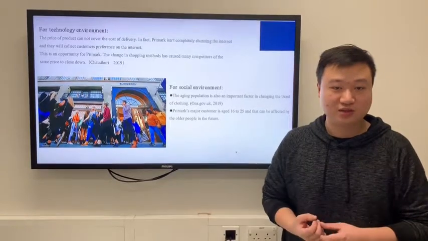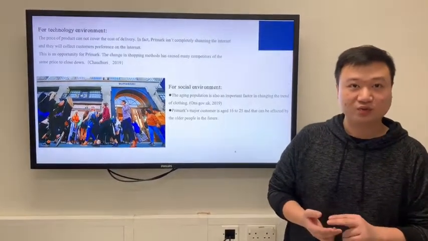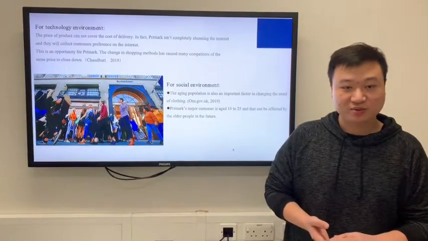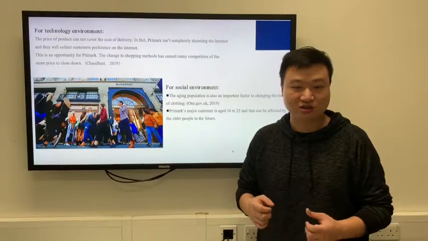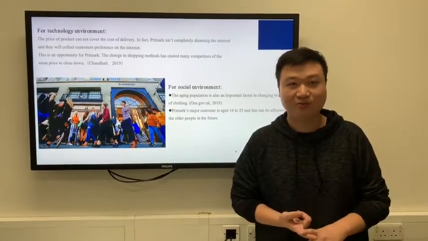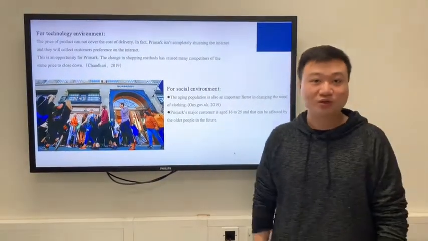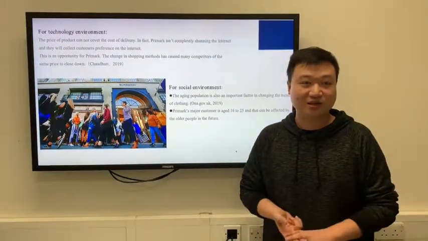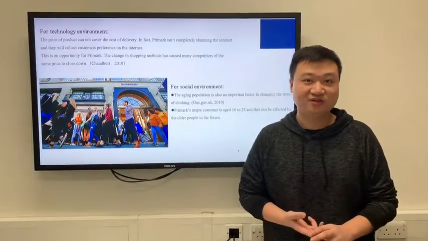In addition, the aging of the population is also an important reason for the change in retail sales. People's changing attitudes to fashion may have caused PRIMARK to change its position to cater to more people. And in the next part, my panel will analyze the microenvironment by Porter's 5 forces.